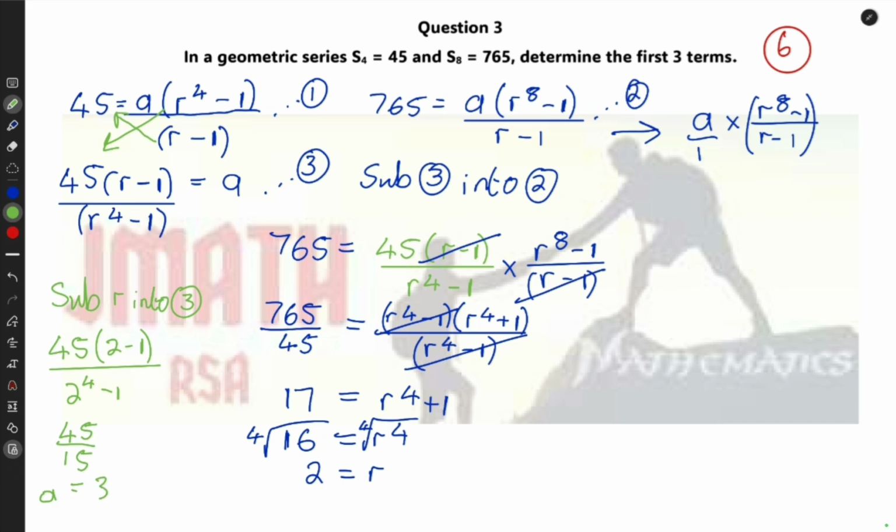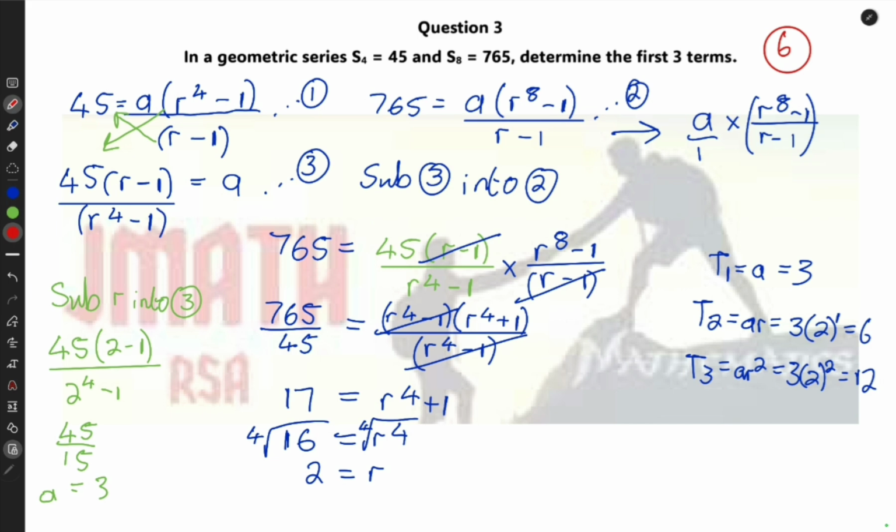But the question was to get the first 3 terms. Like we saw in the beginning of this video, I can say a is term 1. So term 1 is equal to a, which then is equal to 3. Term 2 is equal to ar. So then this would be equal to 3 times 2 to the power 1, which is just 6. And then term 3 would be equal to ar squared. So 3 times 2 squared, and that would just give me 12. There we go. So find the first 3 terms. The first 3 terms are 3, 6, and 12.